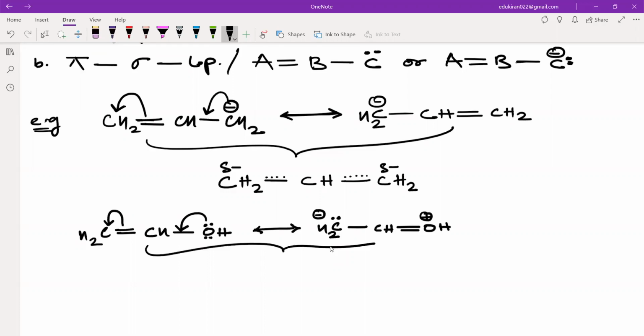Combine these two structures, and I can say the resonance hybrid will be CH2. First of all, double bond here. This bond is double bond, and again partial double bond character. This CH2 is what it is, delta negative.